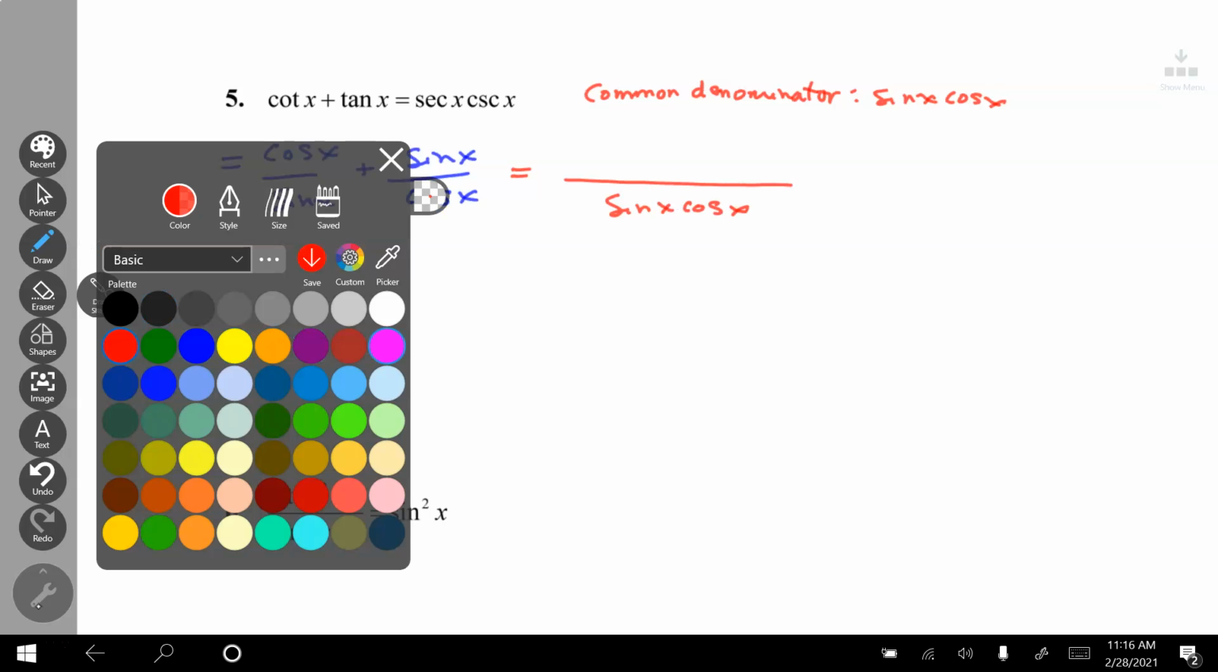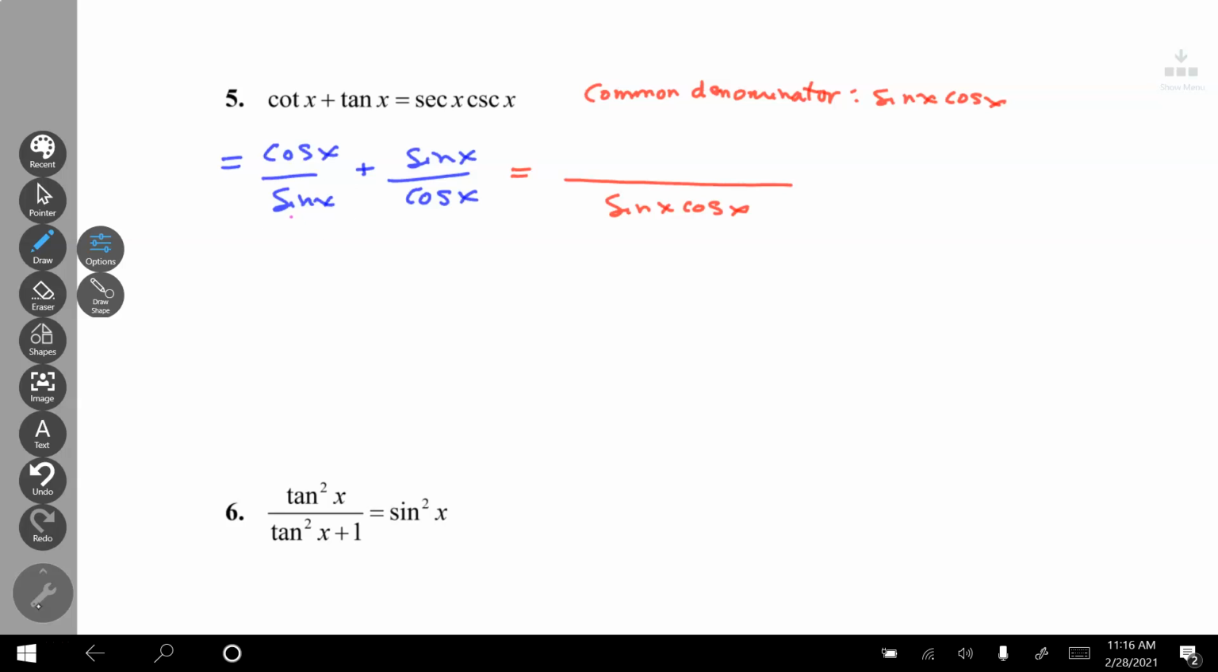I say to myself, this first fraction, to get to be sine of x, cosine of x, I need to multiply the first fraction by cosine, the second fraction by sine. Cosine times cosine is going to be cosine squared of x, plus sine times sine is going to be sine squared of x. And I hope when you see this numerator, bells and whistles go off, because that is the number one identity of this is equal to 1. 1 over sine of x cosine of x is what I have right now.